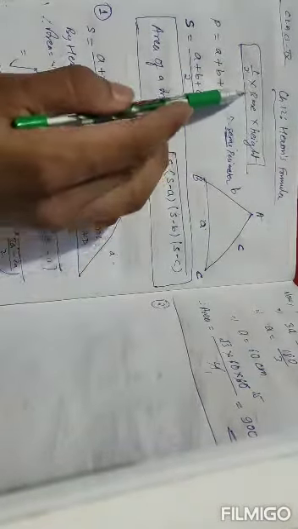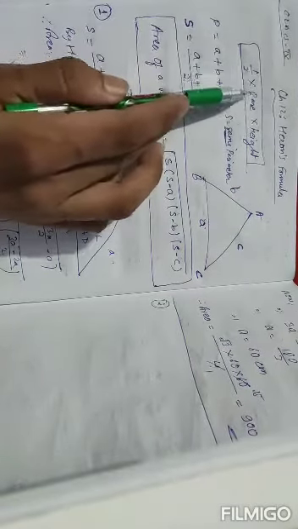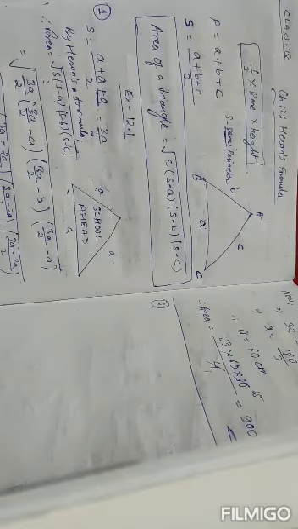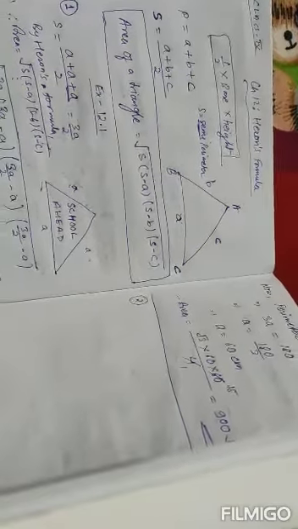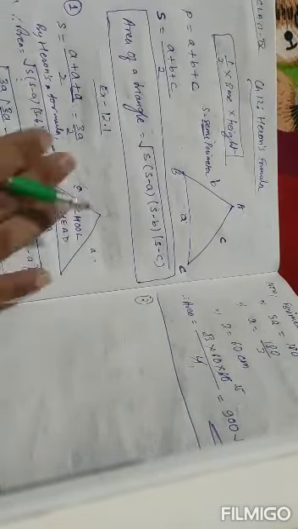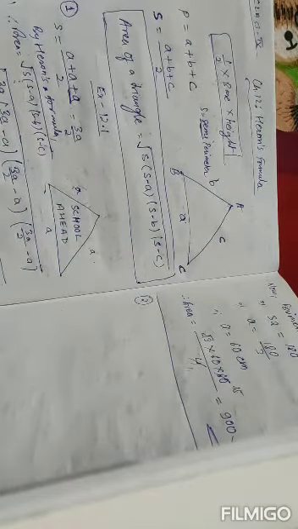But in this formula, the formula is half into base into height. Suppose the sides of a triangle are given. So now we need height. We will definitely get the base, but height of the triangle is not easy to find, especially in the case of a scalene triangle. You know what is a scalene triangle, right? A scalene triangle means the triangle having all three sides of unequal length, isn't it?